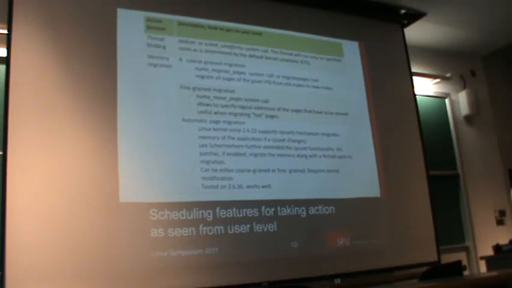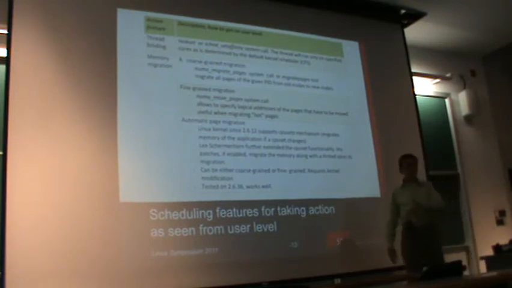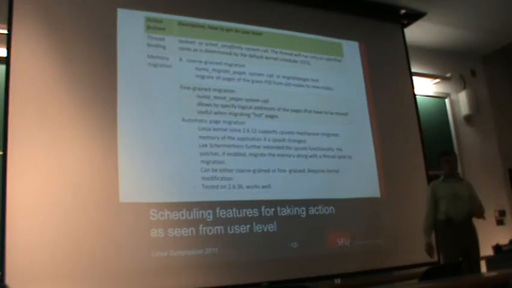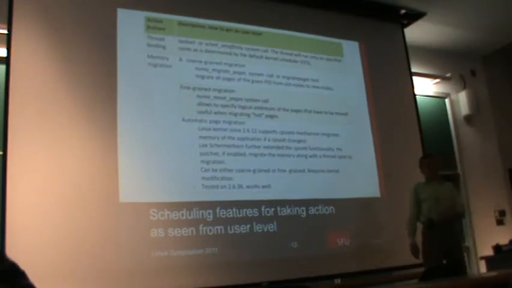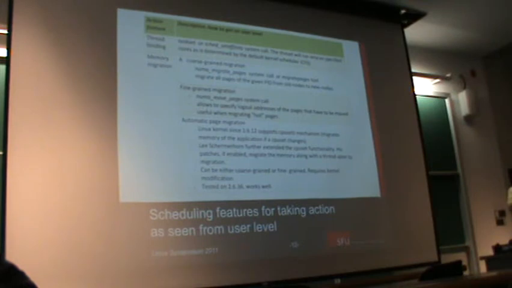Fine-grained migration is where you have the NUMA move pages system call for that. What it does is that it allows you to specify logical addresses of the pages that have to be moved, which is useful when migrating hot pages. So the pages that are accessed frequently, you don't want them to be accessed remotely on different memory nodes. You want them to be accessed locally. So because of that, you use the system call. If you know the logical addresses of the pages, you will migrate them. This is fine-grained migration, as fine as it can get. So the granularity is the size of the page. You can get huge pages and stuff like that, but the default is 4 kilobytes.